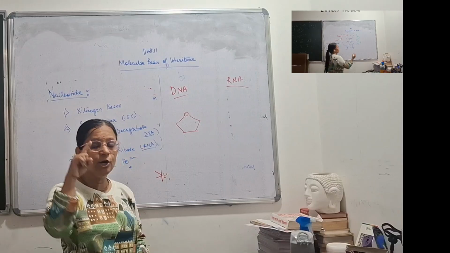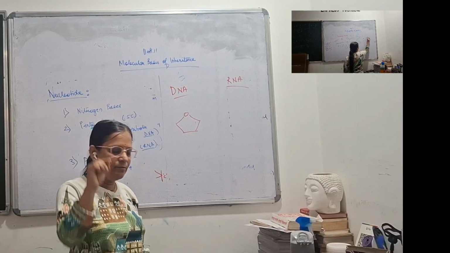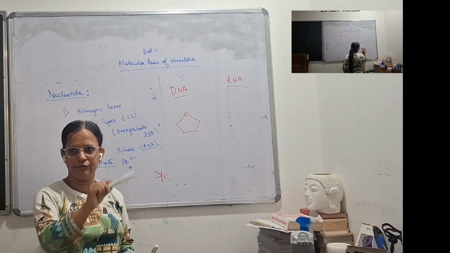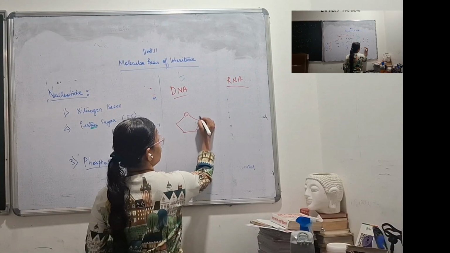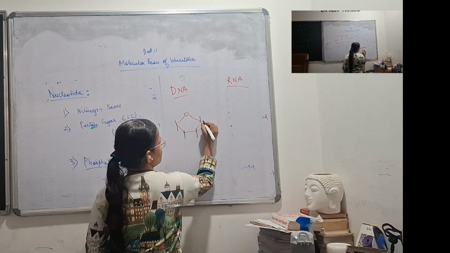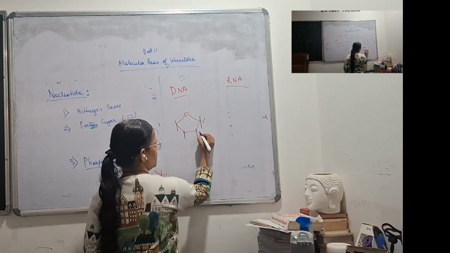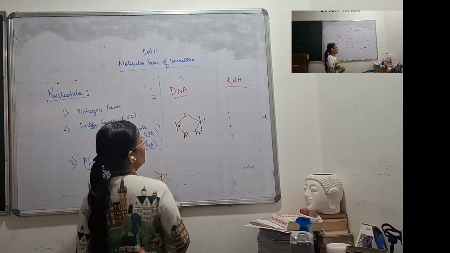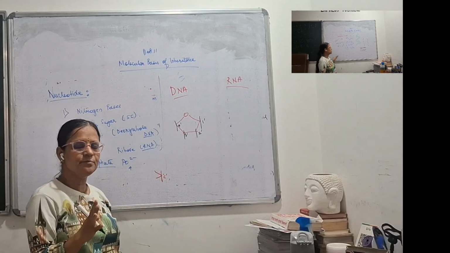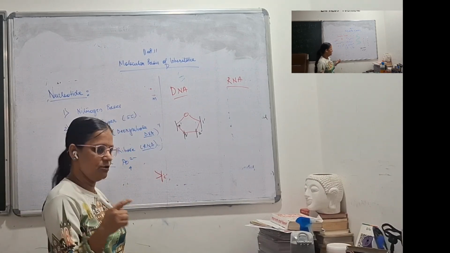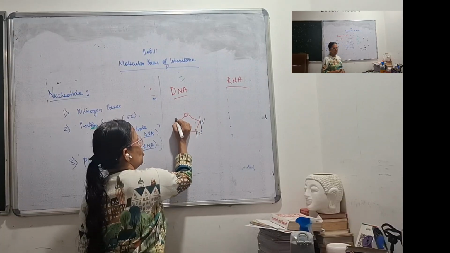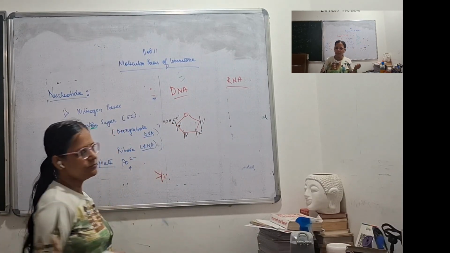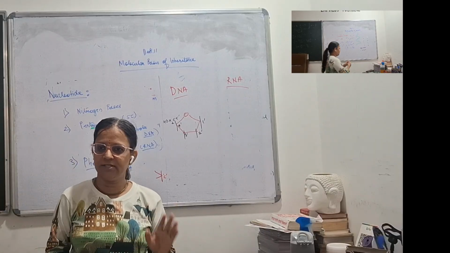Now I am numbering clockwise. For sugar, I am numbering clockwise. How does the clock go? 12, 1, 2, 3, 4, 5, 6, right? So I'll start numbering from this end. So this is my first carbon, C1. I mean 1 prime, 2 prime, 3 prime, 4 prime, and the fifth carbon atom is present outside the ring. It is present outside this ring over here. So CH2OH, right?